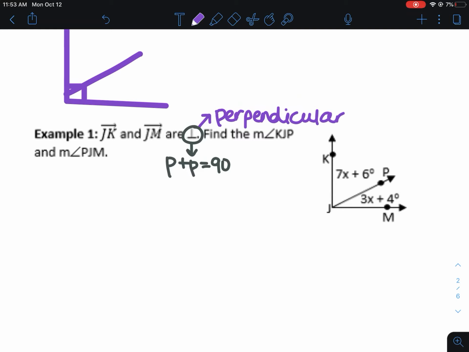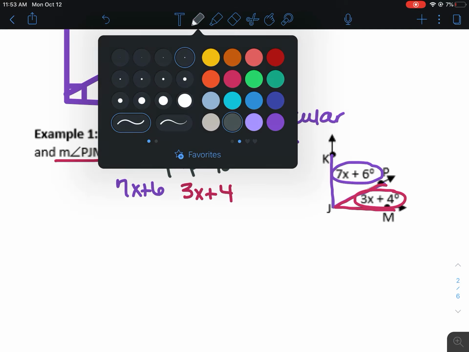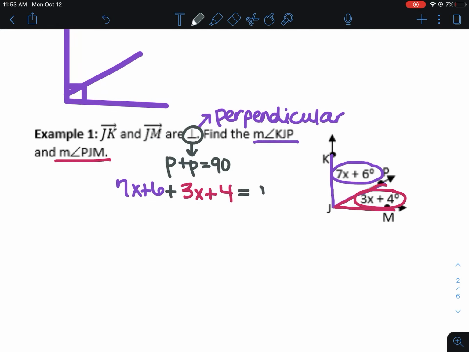And we're going to have to find the measure of KJP, which is right here. KJP, which is represented by 7x plus 6. And we're also going to need to find the measure of angle PJM. So that's PJM, which is right there. And that's 3x plus 4. And again, this is part plus part equals 90.